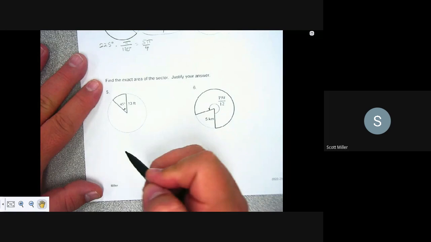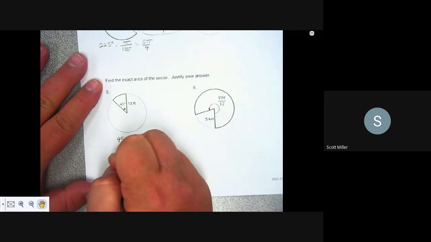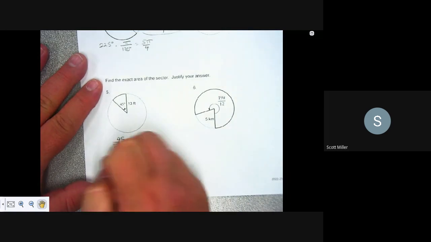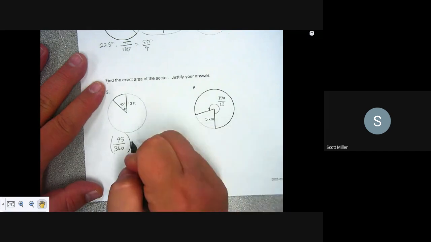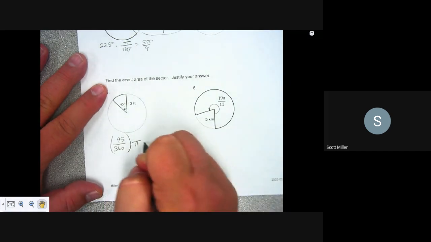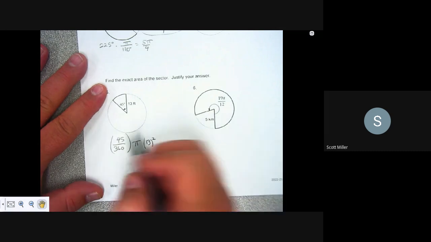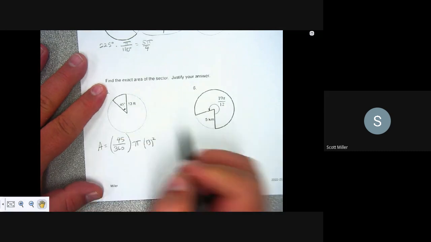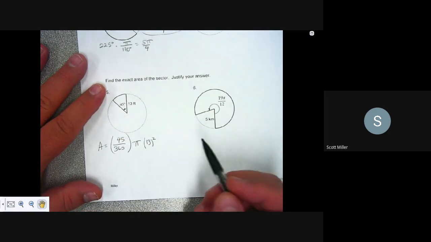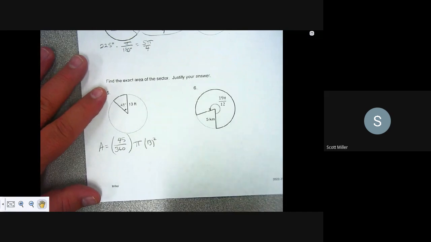Okay. The area down here, we have pi r squared and then a portion. 45 degrees is what fraction of the whole circle. That's what we have there. And then we're going to times this by pi and then r squared. Just putting it right into the formula. This is my area. And we just work this out. You can use a calculator and get the proper answer for that one.